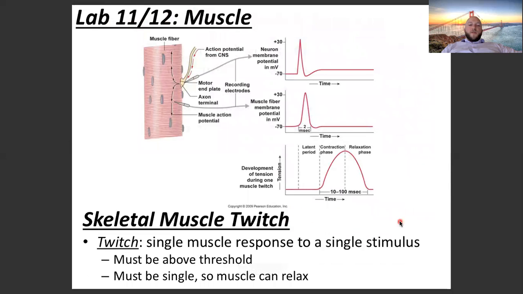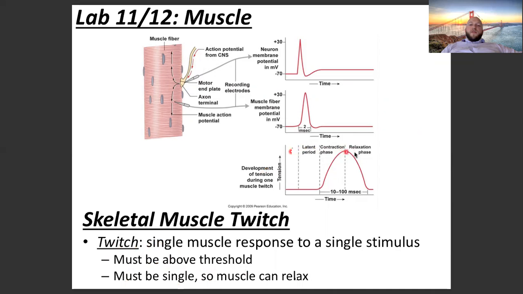So, a muscle twitch. A few things before we move on to temporal summation with the muscle. A twitch is a single muscle response to a single stimulus. This is what we've seen so far. It's when you have an above threshold stimulus, it's a single stimulus, and the muscle can completely relax in between each stimulus. So let's look at this for a moment.